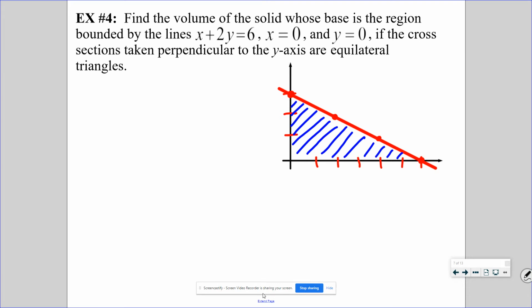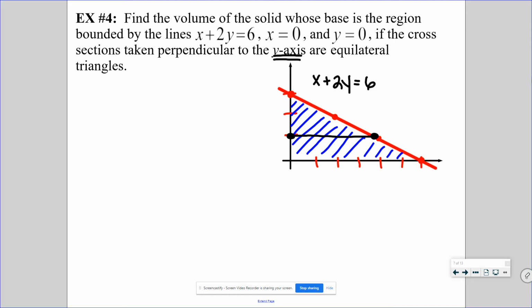All right, find the volume of the solid whose base is the region bounded by the lines x plus 2y equals 6, x equals 0, which is the y-axis, and y equals 0, which is the x-axis. Cross sections are being taken perpendicular, okay, to the y-axis. So this is a little different because we're going to go perpendicular to the y-axis, like going side to side. And they are equilateral triangles.